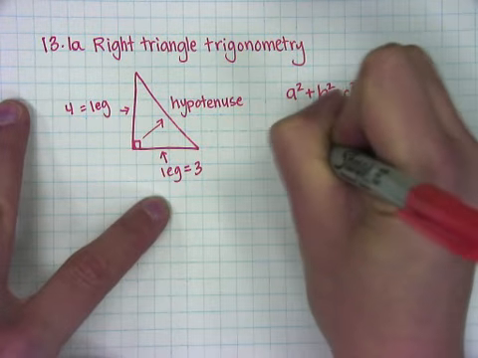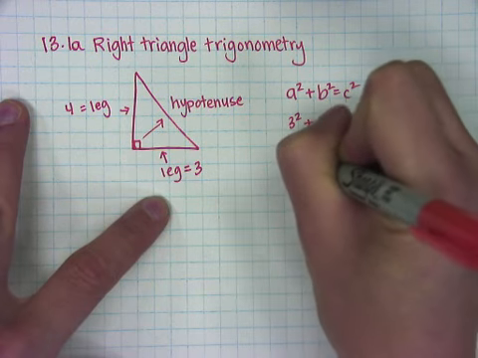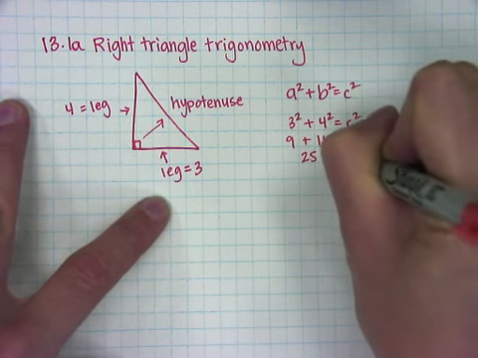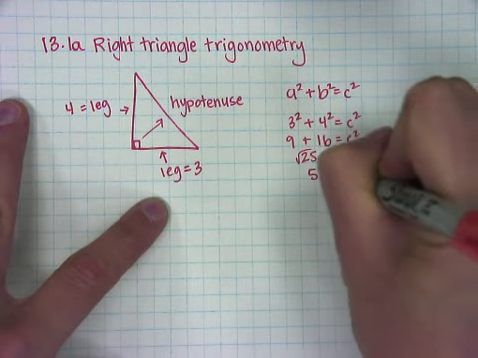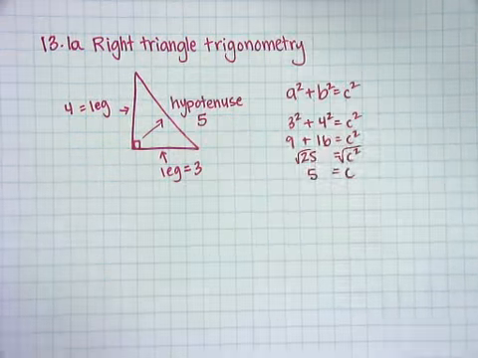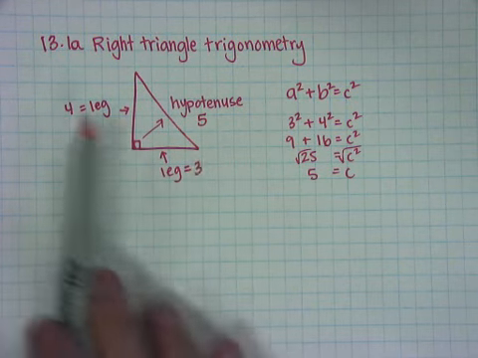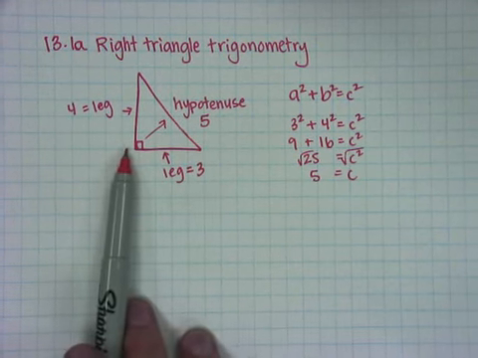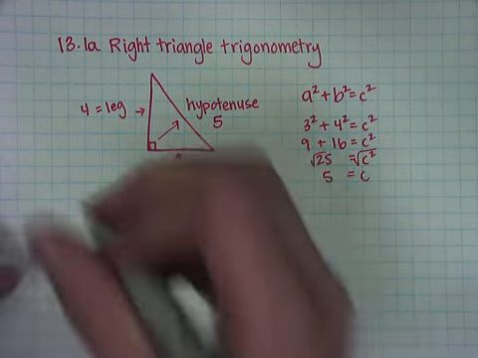3 squared is 9. 4 squared is 16. 9 plus 16 is 25. And then I could square root both sides and I would get that 5 is equal to c. So my hypotenuse would be 5. And I don't know if you guys remember back to geometry, but this is a special right triangle. It's a 3, 4, 5 right triangle. In any case, some other things you need to know about right triangle trig.